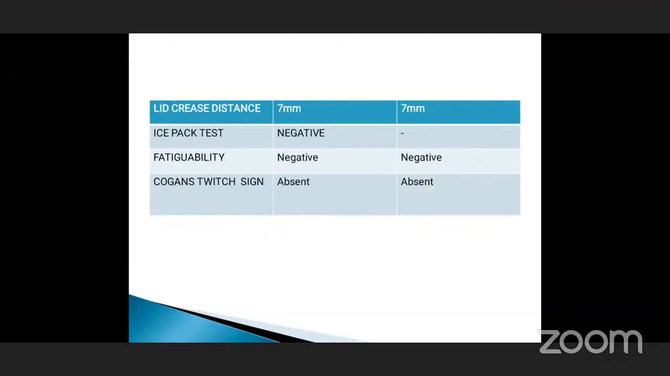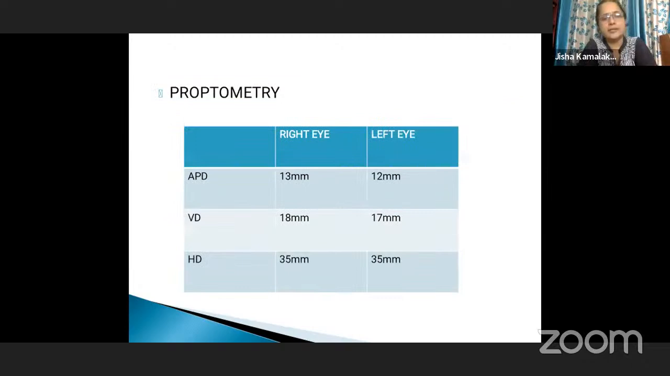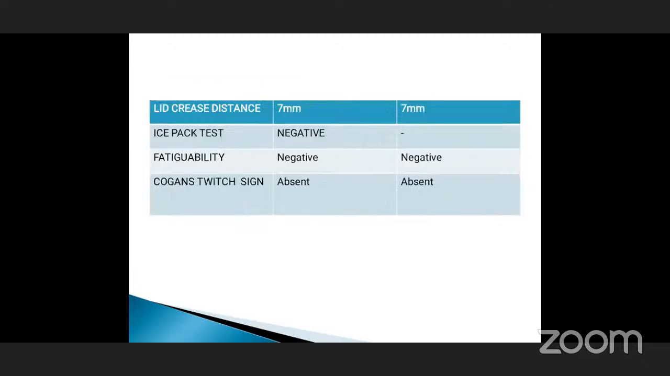So the other examinations, like the lid crease, ice pack test, fatiguability, and Cogan's lid twitch sign, are negative in this patient. Okay, why did you test all this? Because one possibility is myasthenia gravis. So these are tests to confirm myasthenia gravis.